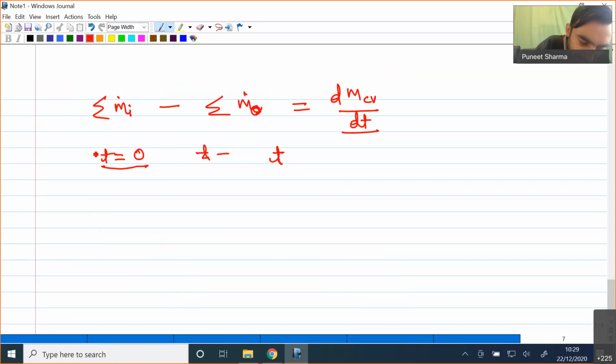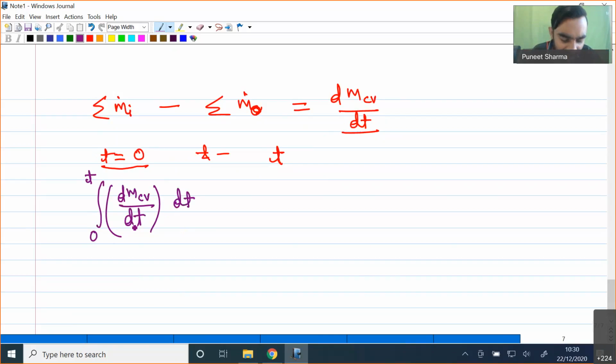Let me first integrate the term on the right hand side. I'll be doing integration from 0 to t of d mCV by dt, the rate at which the mass of the control volume is changing, with respect to time dt. Obviously we will have some relationship between the rate at which mass is changing with time, and we integrate it with dt between our initial and final states.